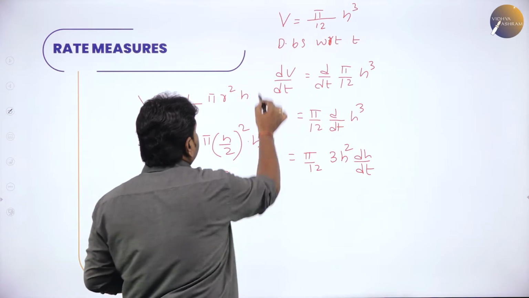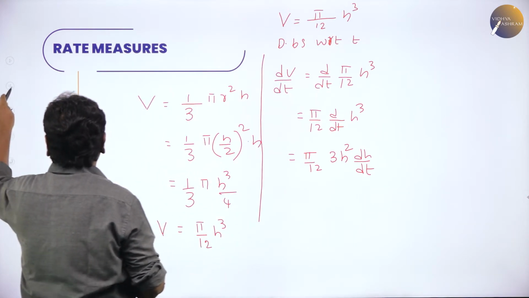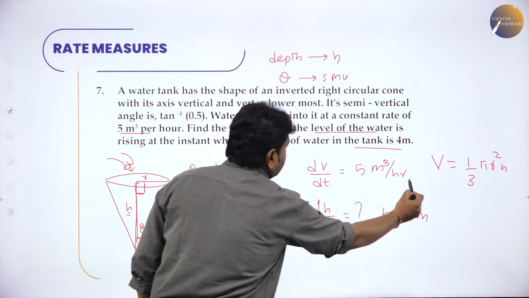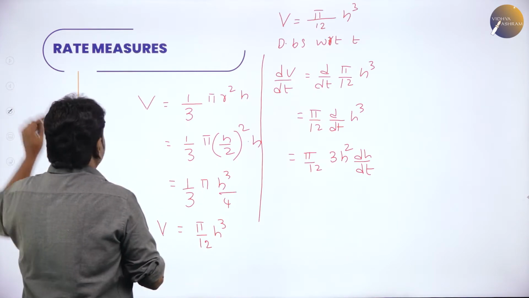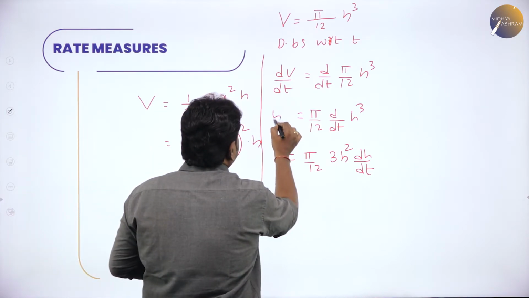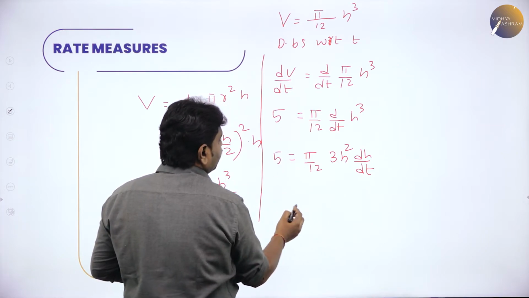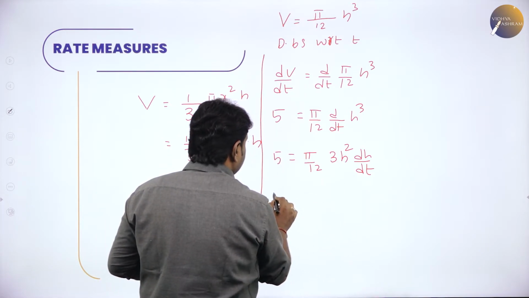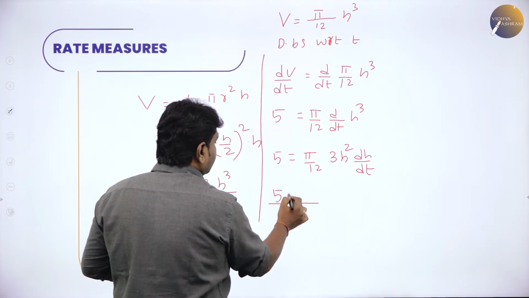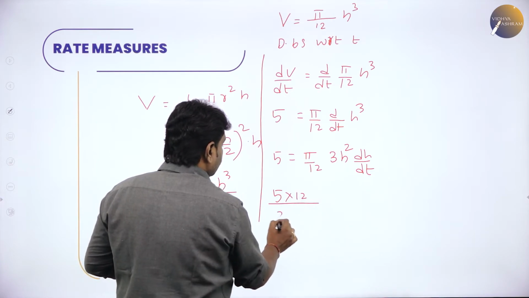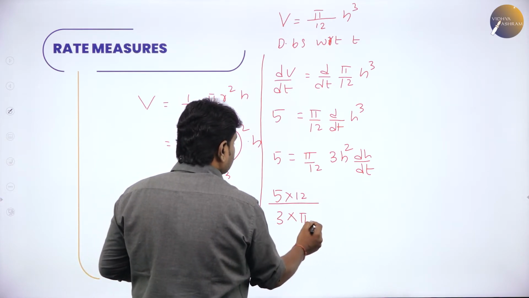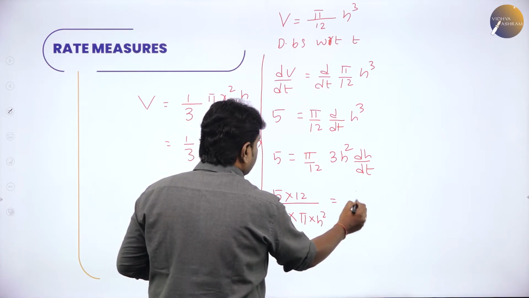So LHS is dv by dt. dv by dt is given. If you read the question, they have given clearly 5 meter cube per hour. So in place of this I can put 5 here. Now simplify, I want dh by dt. So transfer all terms. 5 stays here, 12 into 12 becomes, this is divided by 3 into pi into h square, is equal to what, dh by dt.